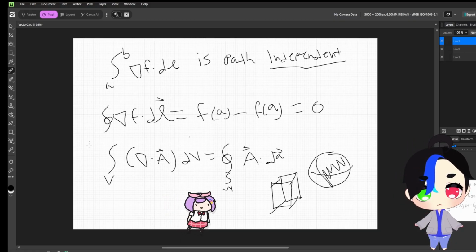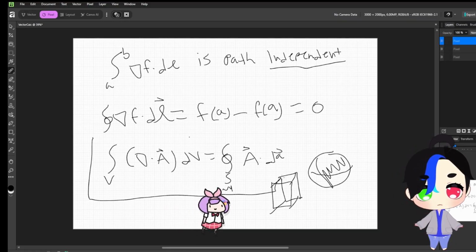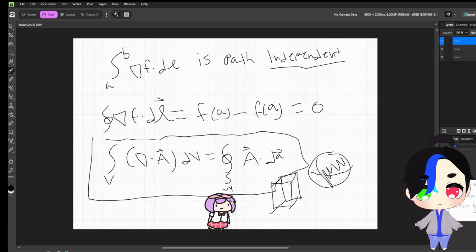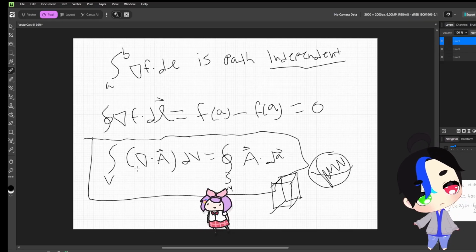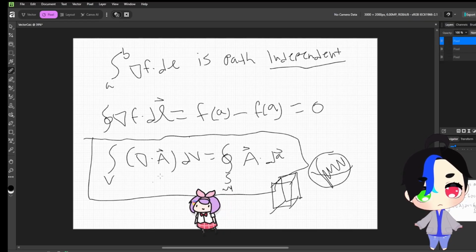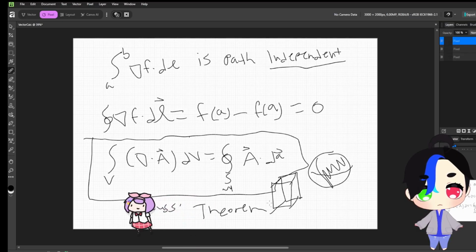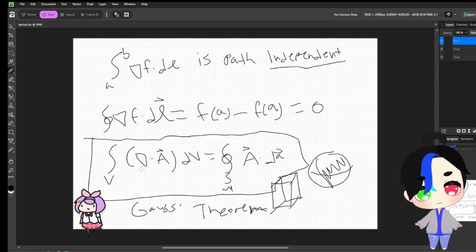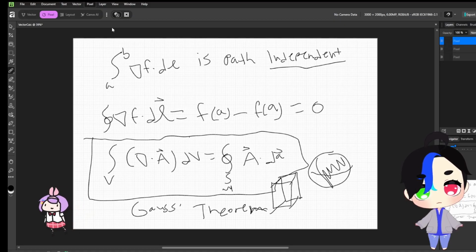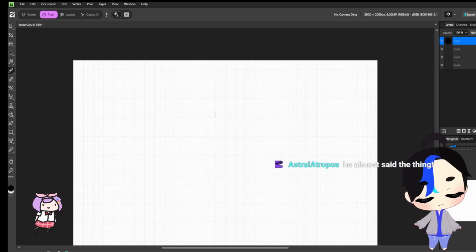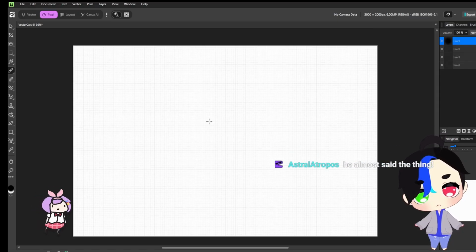And so this theorem is called one of two things. You can either call it the divergence theorem, because of the divergence, or Gauss's theorem. I did not make it. I did not prove it. This is actual Gauss. Actual Gauss is way smarter than me.